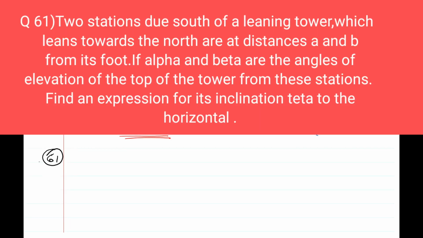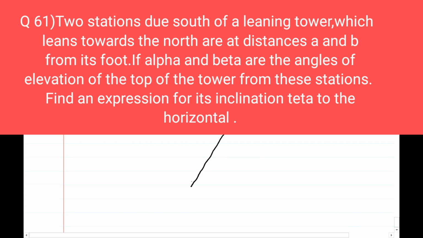Stations due south of a leaning tower which leans towards north. So we'll draw a leaning tower. I'm going to draw like this. This is the leaning tower, and it leans towards north. So this direction I am taking north. So let this be the leaning tower.